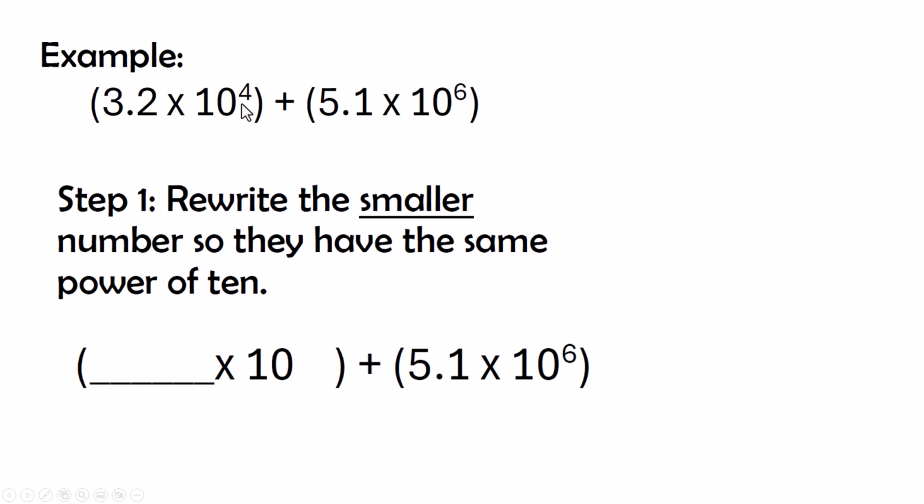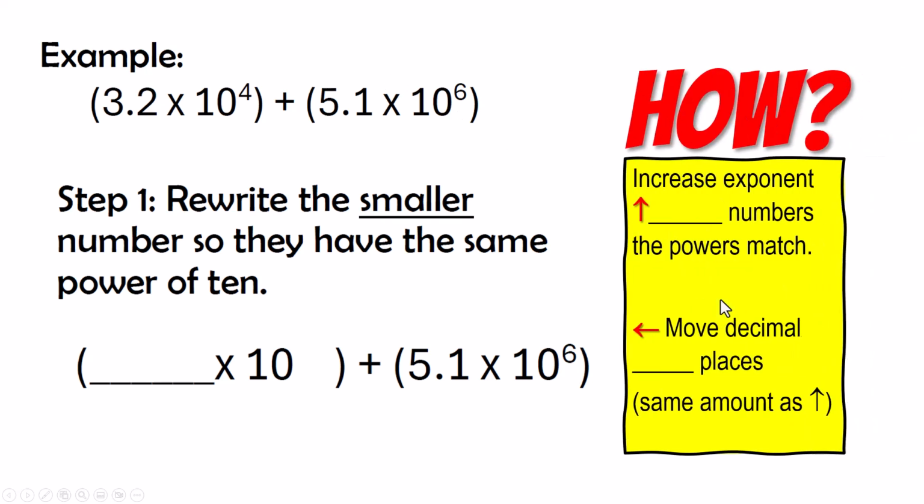And this one has a 4. I want to change it to a 6. So how do you do that? There's a couple steps here. The first thing I'm going to do is increase this exponent right here. I'm going to raise that exponent up by two numbers so it matches the 6. So then we have matching exponents.